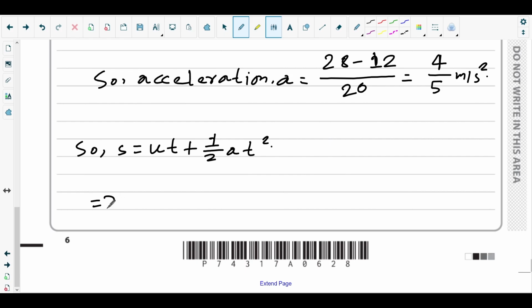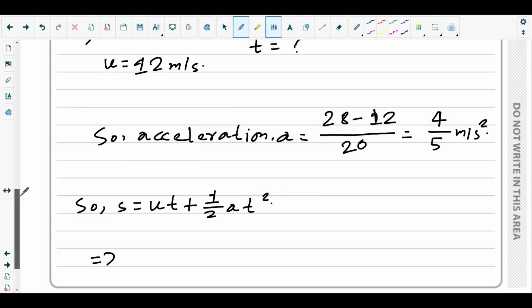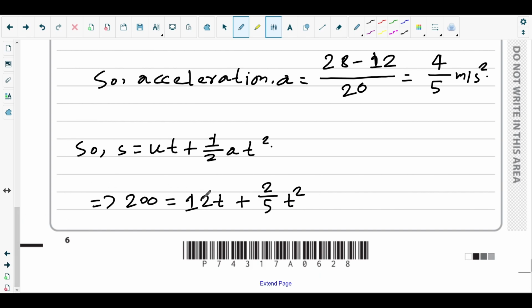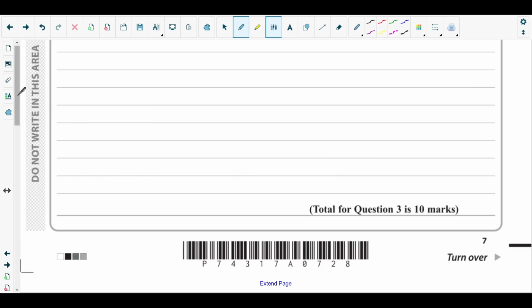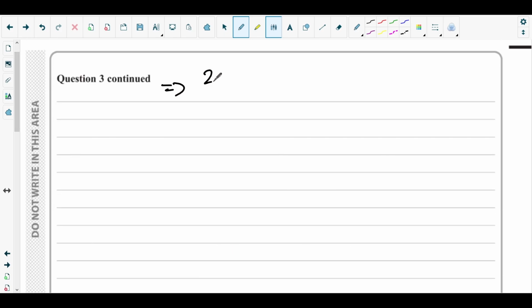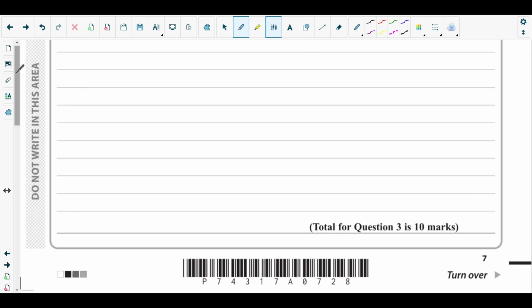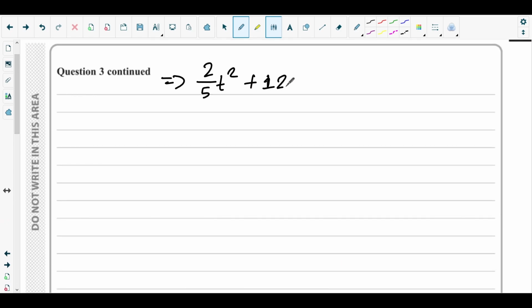Exactly. Do we know the value for s? That is 200, right? So 200 equals initial velocity 12t plus half of at squared. Half times 4 over 5 gives you 2 over 5 t squared, right? Now take 200 to the right hand side. So you will get 2 over 5 t squared plus 12t minus 200, that would be equal to 0.